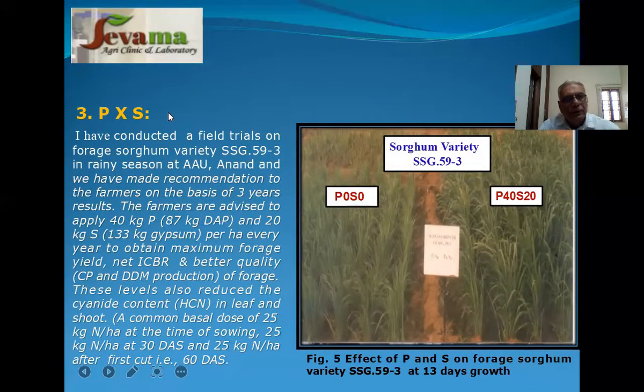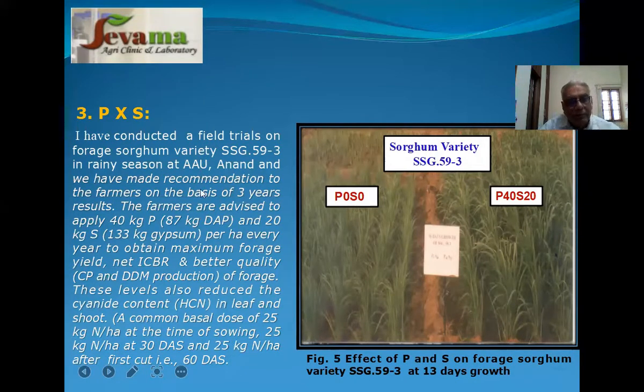Then the interaction of phosphorus and sulfur. That experiment was conducted by May. Effect of phosphorus and sulfur on forage sorghum variety Sudan grass SSG 59-3 at 13 days growth. Here you can see P0 and S0, the growth of the forage sorghum at 13 days. And here you can see P40 and S20, the growth at 13 days. This was a field trial on forage sorghum variety SSG 59-3 in rainy season at Anand Agricultural University, Anand.